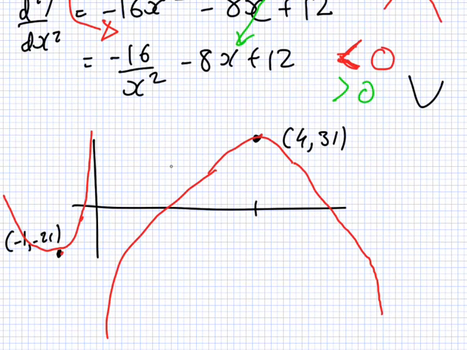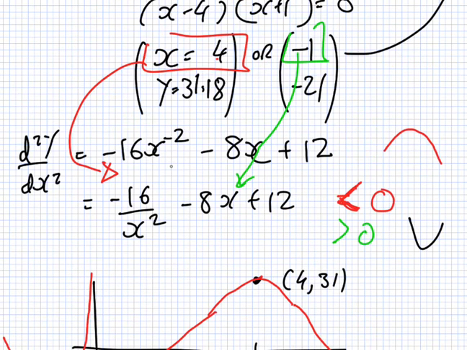When it's minus 1, isn't it equal to 4? Minus 1? Yeah. The y is minus 21. When it's 4, it's 31, the y. When we replace it now. The 4 and 31, that's the point, xy. I just wrote 31, but it's 31.18. That's the xy and the xy.